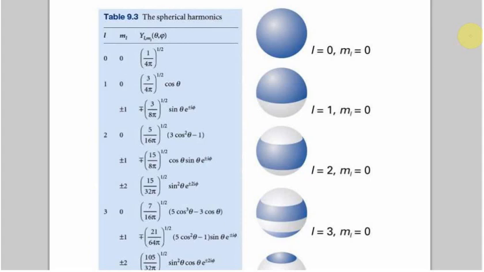Likewise, you could practice this for the next ones. But what this is telling me is that, for L is equal to 1, m_L equals 0, at the equator or in the xy plane, I have something called a node. That's called a nodal plane.